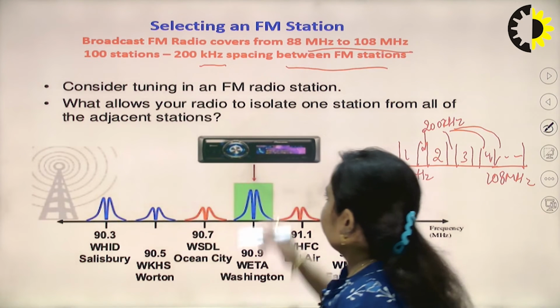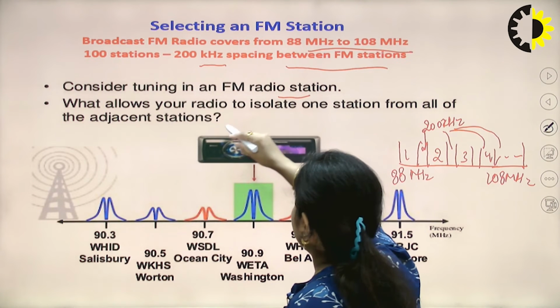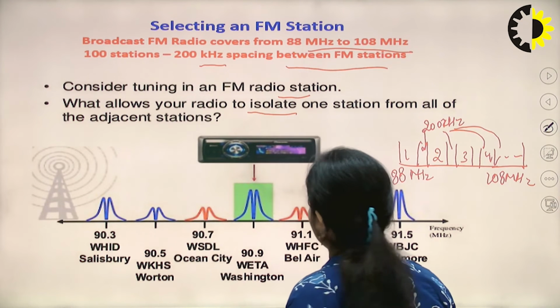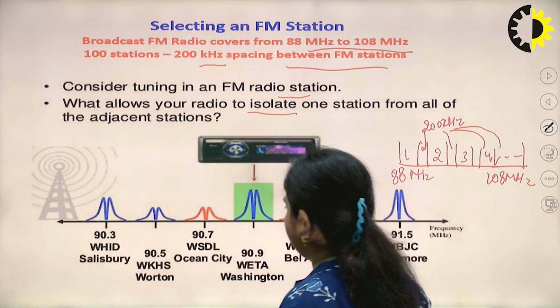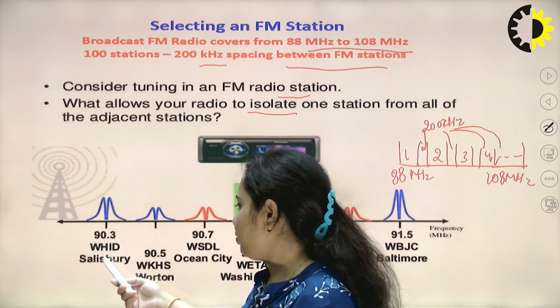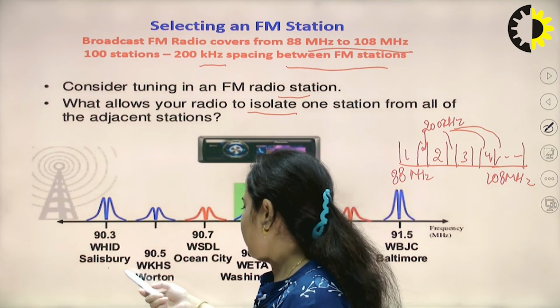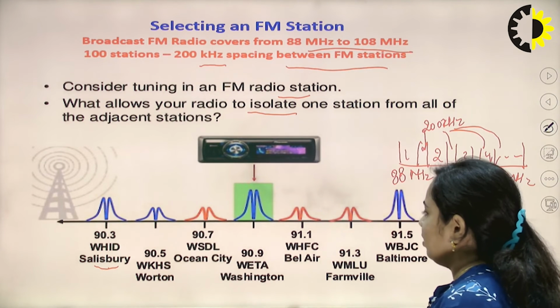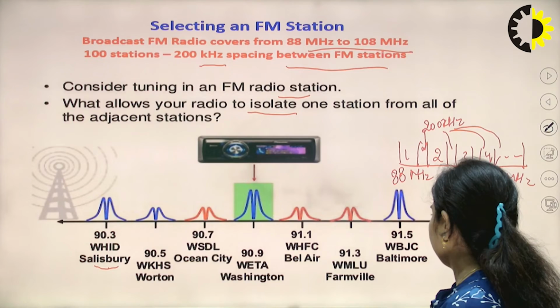So consider tuning in an FM radio station. What allows your radio to isolate one station from all the adjacent stations? Like this one is 90.3 WHID in this particular area. So these are the areas where different frequency bands are allocated.